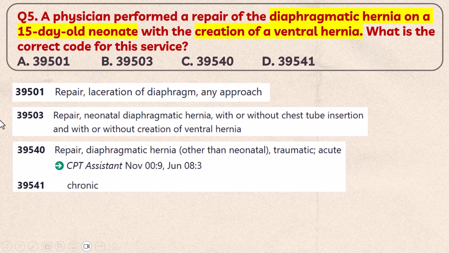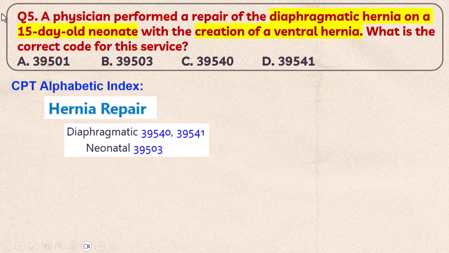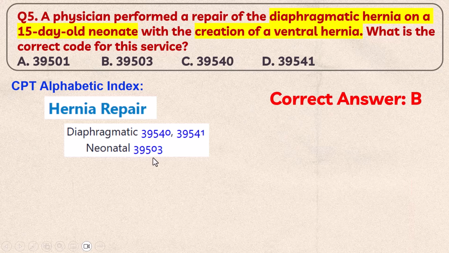So if it is neonate, the correct code will be 39,503. So the correct answer is answer B. If you encounter this scenario in the real working world, you have to use the CPT alphabetic index. First go to the main term, that is hernia repair, then go for the subterm diaphragmatic. It will lead to the following code series. Another subterm is neonatal, so it will lead you to the code 39,503. So the correct answer will be answer B.